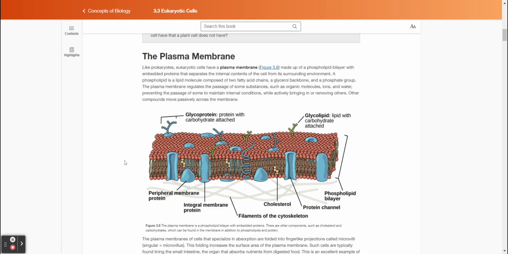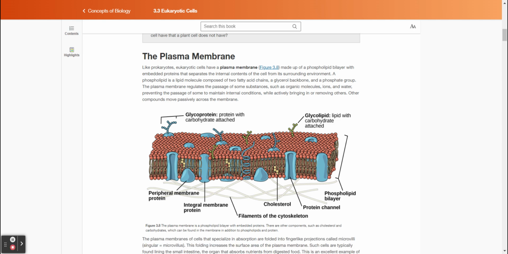The plasma membrane. Like prokaryotes, eukaryotic cells have a plasma membrane made up of a phospholipid bilayer with embedded proteins that separates the internal components of the cell from its surrounding environment. A phospholipid is a lipid molecule composed of two fatty acid chains, a glycerol backbone, and a phosphate group. The plasma membrane regulates the passage of some substances, such as organic molecules, ions, and water, preventing the passage of some to maintain internal conditions, while actively bringing in or removing others. Other compounds move passively across the membrane.